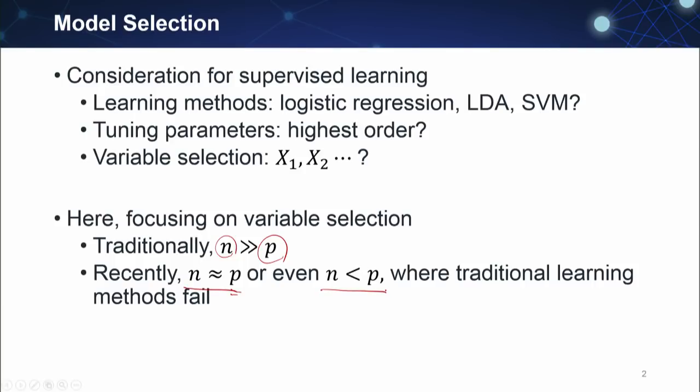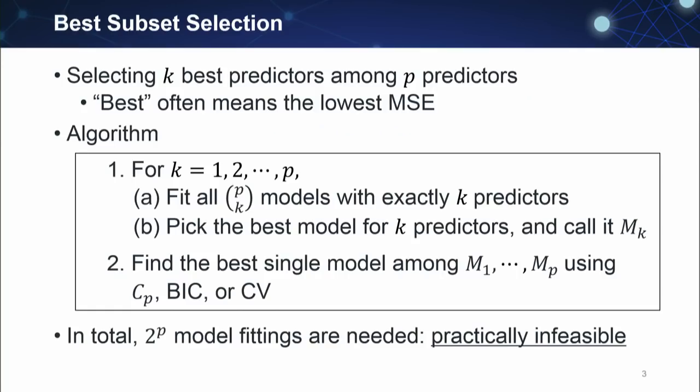In this setting, most of the traditional learning methods fail. To overcome this problem, we have to select the most informative variables among the many variables given. The first method for this purpose is best subset selection. Among p predictors or variables, we want to select the k best predictors. Here, the best often means the lowest MSE, definitely on the test set.